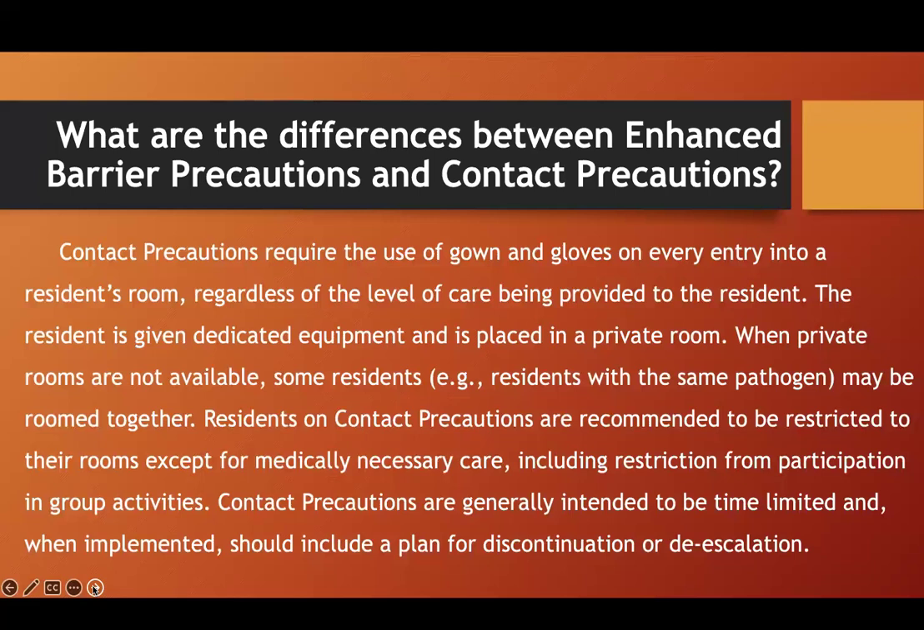When private rooms are not available, sometimes they can share the room with a resident with the same pathogen. Ideally, it would be a private room, but if you have 2 patients with C. diff, many facilities do cohort. Residents on contact precautions are recommended to be restricted to their rooms, except for medically necessary care. That includes restriction from group activities, meaning pretty much everything. They generally do therapy in their rooms. They don't go to activities, communal activities. They don't go to a communal dining room.